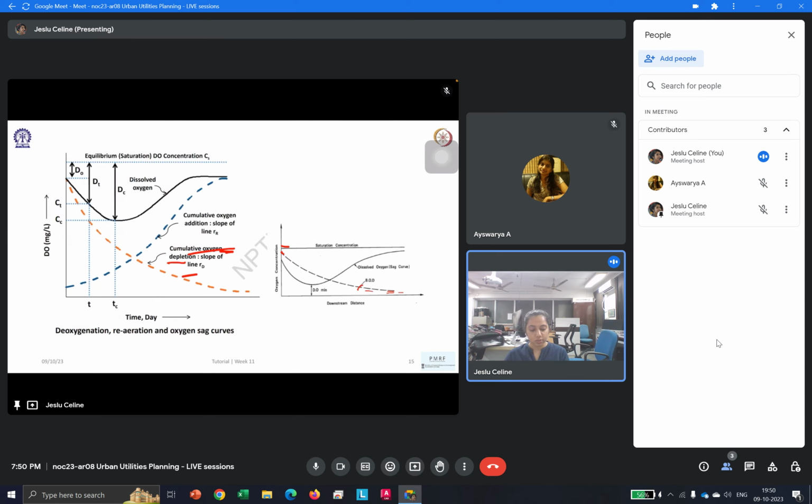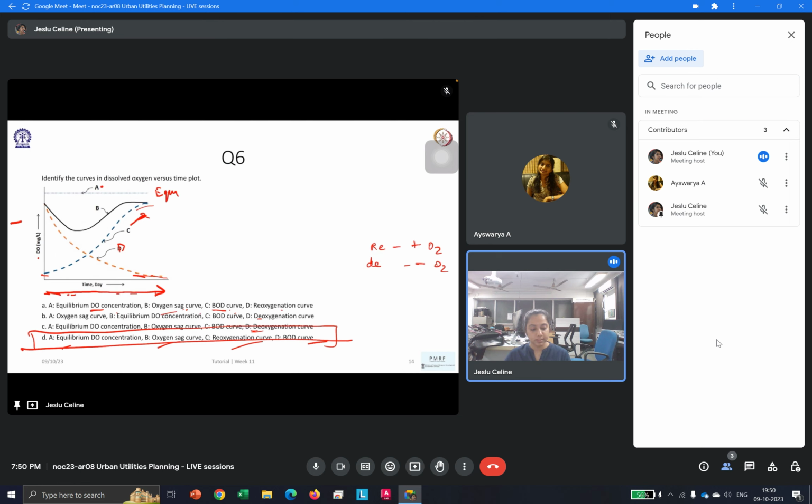Just to clarify, this is the oxygen depletion, like the slope of this one. So this is the BOD curve actually. We might get confused with deoxygenation, but we don't have such a thing in the graph. The addition is the oxygenation, but this is actually the BOD curve which is given.